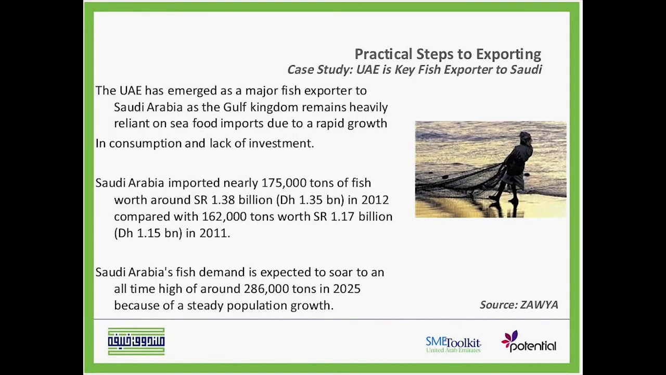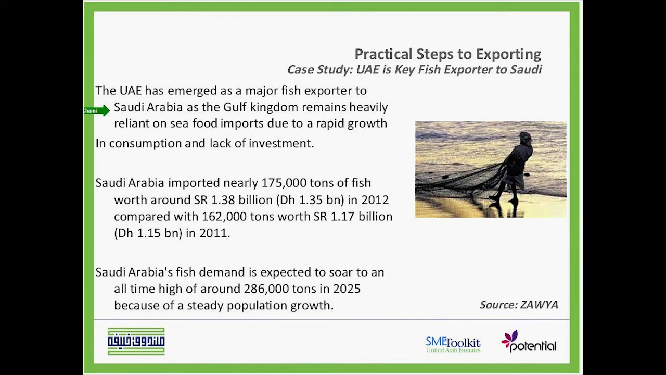This is a case study about the UAE becoming a key fish exporter to Saudi. It has emerged as the major fish exporter to Saudi Arabia, as the Gulf Kingdom remains heavily reliant on seafood imports due to a rapid growth in consumption and a lack of investment.